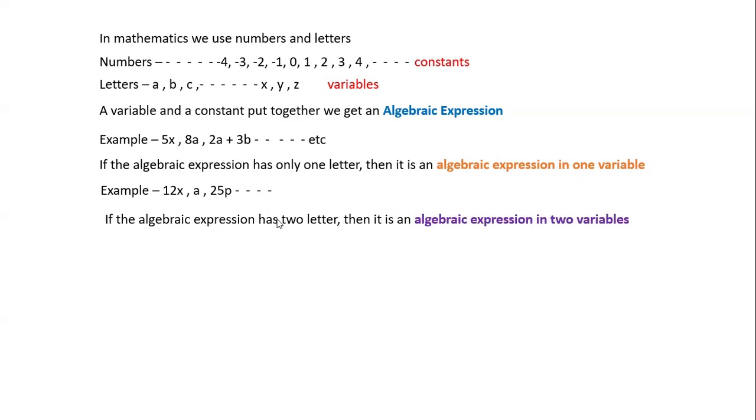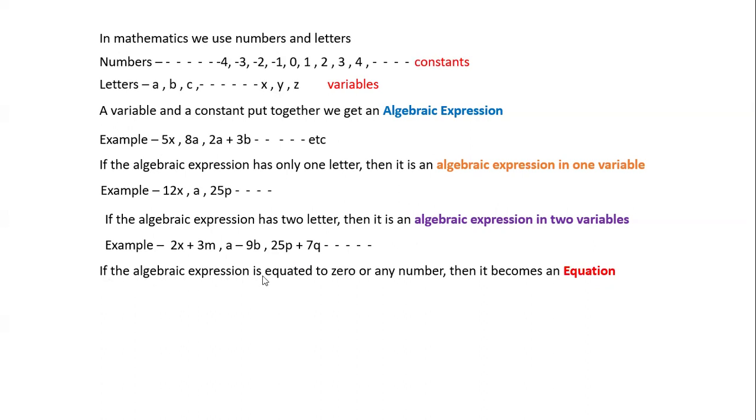If the algebraic expression has two letters, then it is an algebraic expression in two variables. Simple, isn't it? Only one letter, expression in one variable. Two letters, expression in two variables. See how it is: 2x plus 3m. x and m are two letters and this is one complete expression, so it's an algebraic expression in two variables. a minus 9b is also an expression in two variables.